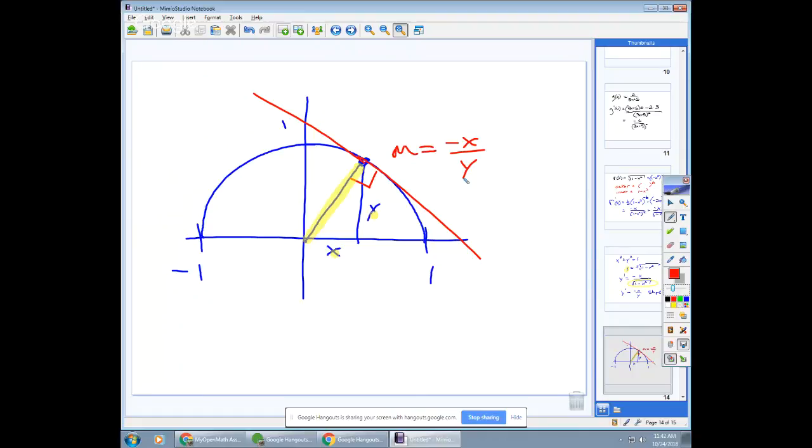Isn't that cute? Is that a beautiful connection? We did it without calculus. There are some problems you can solve without calculus. So does that mean we need the tangent line of any circle?